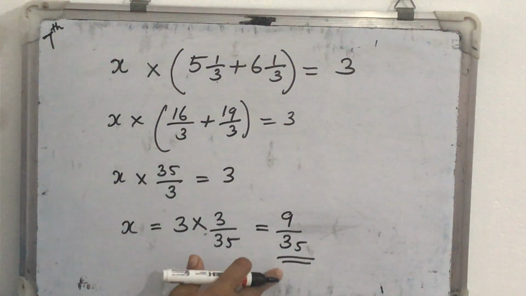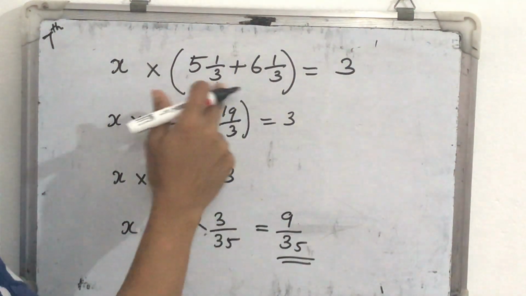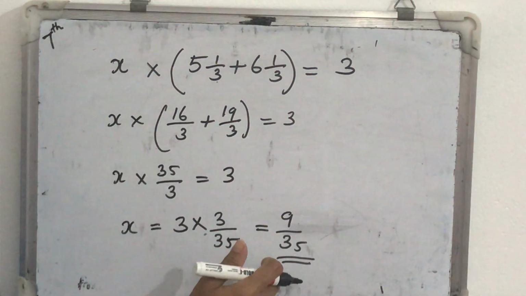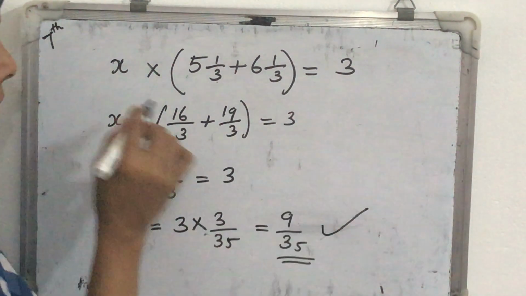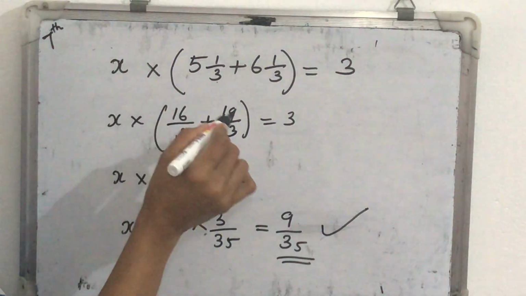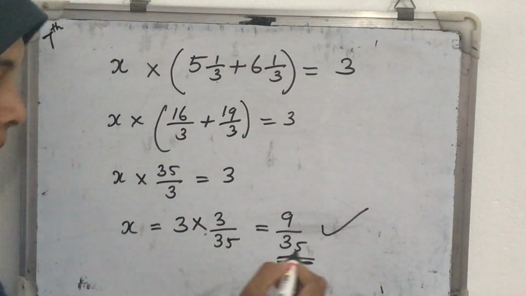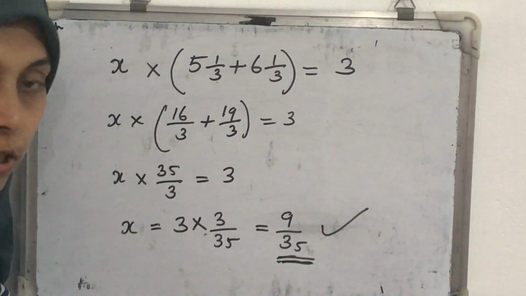So which fraction did we multiply with the sum of these two to get 3? We multiplied by x, and its value we found as 9 by 35. So when we multiply 9 by 35 with the sum, we will get 3. This way we can find out that question also.